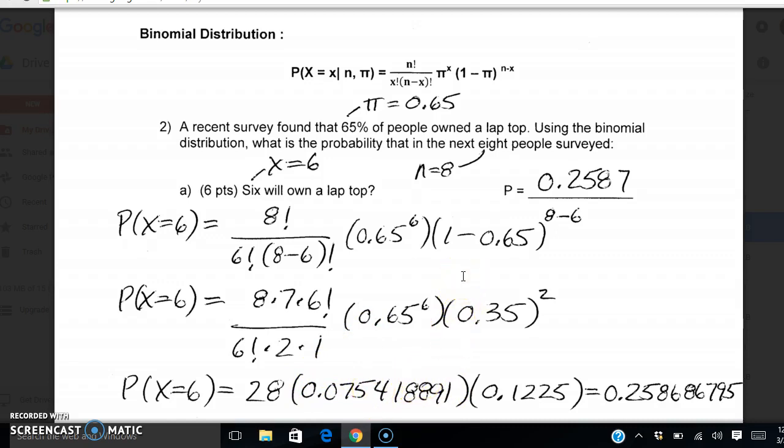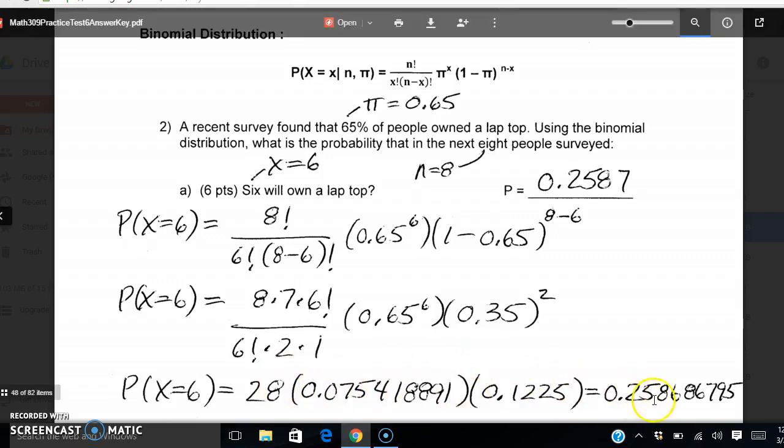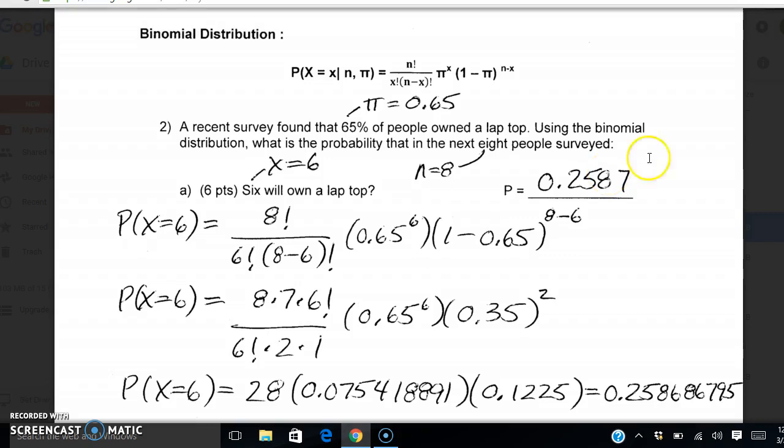And then the last part of the formula is the 1 minus pi to the exponent of n minus x. And 1 minus pi is going to be 1 minus 0.65 here. The exponent is 8 minus 6, which gives you 2. And when you do that calculation, 0.35 to the exponent 2, you should get this value here. Now when you multiply all 3 of these together, this is the value you should get for your probability, and you want to round that to the 4th decimal place.